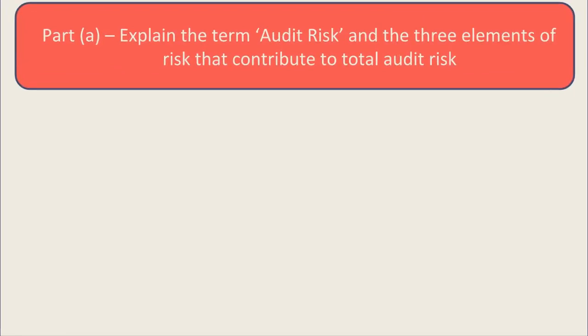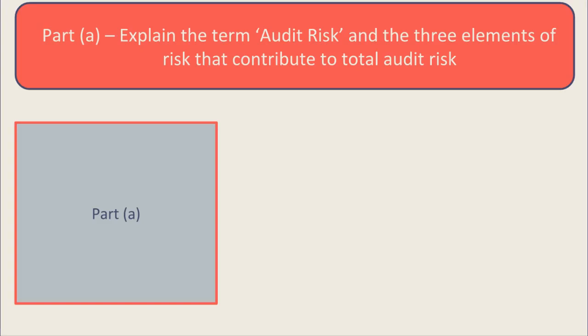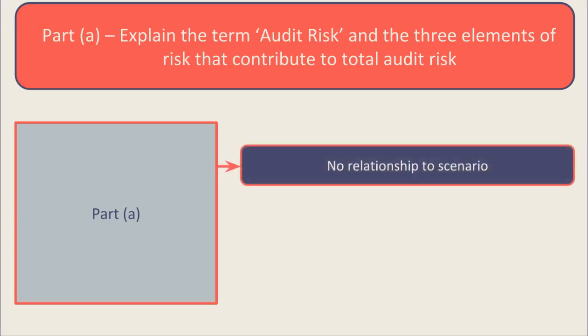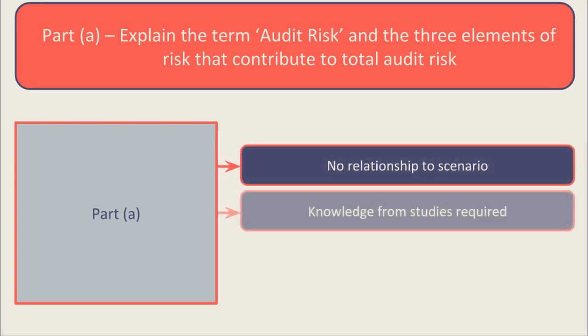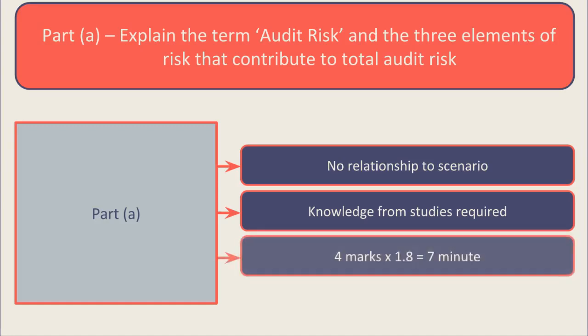Part A asks you to explain the term audit risk and the 3 elements of risk that contribute to total audit risk. This requirement is above the scenario and has no relationship to the scenario below. You must use your knowledge from your studies to be able to answer this. It is for 4 marks and therefore remember no more than about 7 minutes should be spent. This style of question appears every so often and is usually very well answered by most candidates.